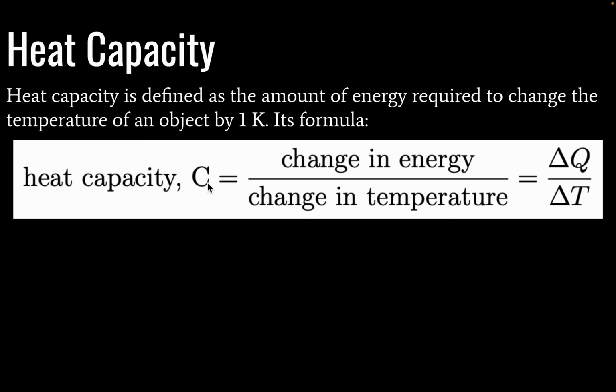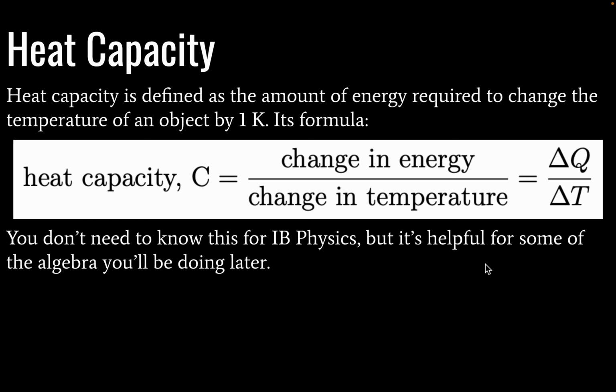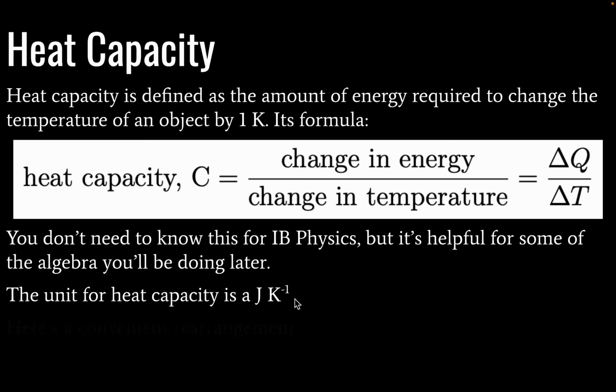Okay, so its formula is this. Heat capacity, C, is equal to a change in energy divided by a change in temperature. So that gives us a delta Q divided by delta T. So there's our heat capacity. This is not necessary for IB physics, but we're going to find that it's useful enough that it's worth defining. So this is for a single object.